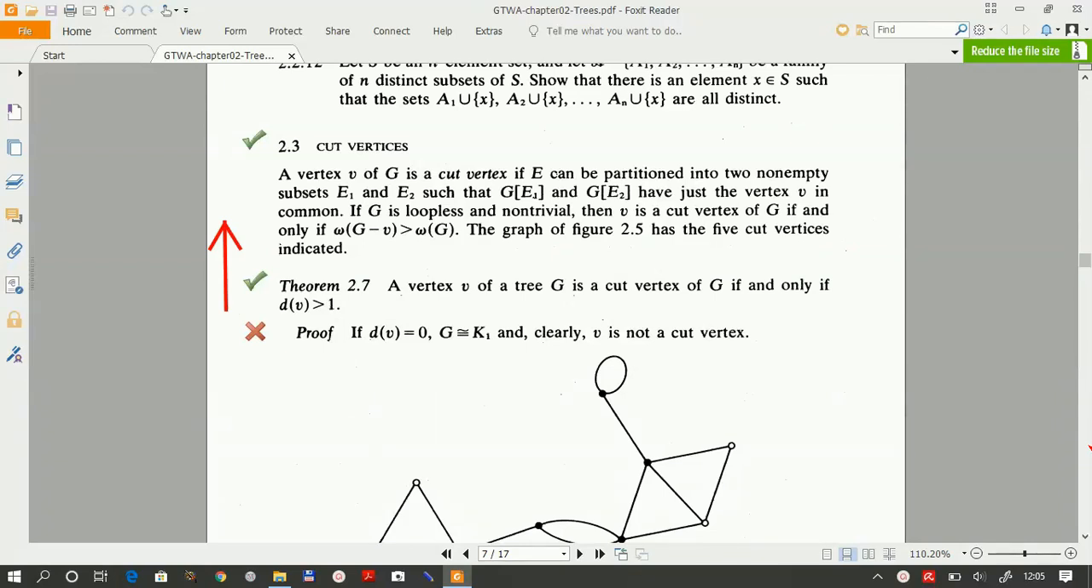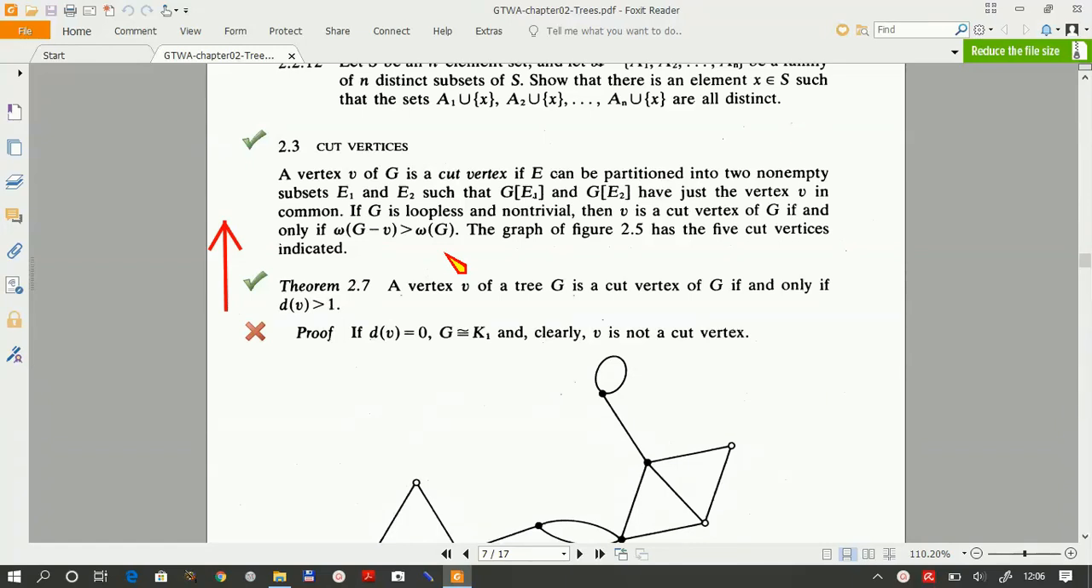Well, be careful, because the true definition is a bit tricky, and it is because of the possible existence of loops. If you have a loopless and non-trivial graph G, then you would define a cut vertex exactly in the same way as a cut edge is defined, meaning the deletion of that vertex makes the number of components increase.